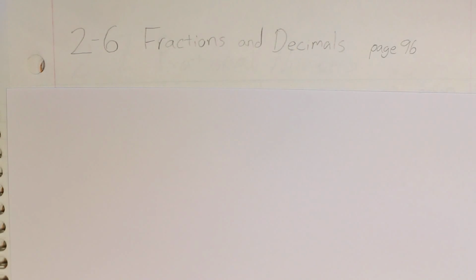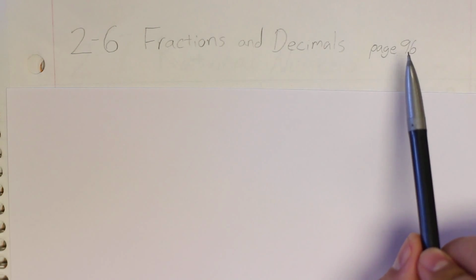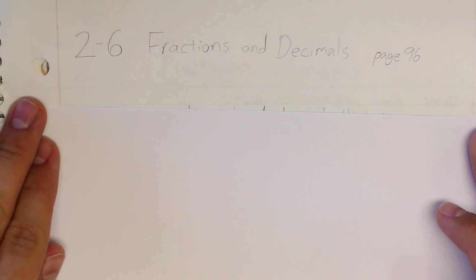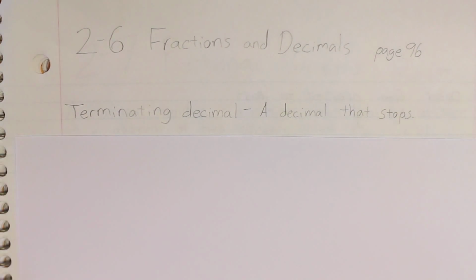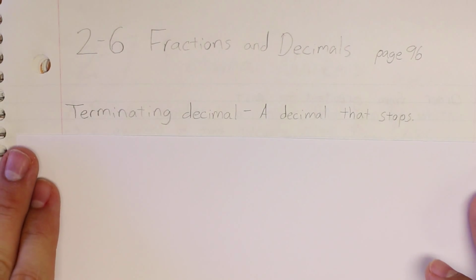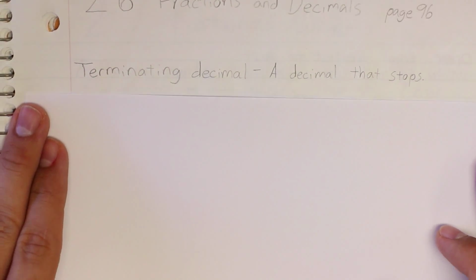Alright, so let's begin. Remember, if you need more help, you can always look at examples starting on page 96. First, you need to copy down this definition. Terminating decimals, a decimal that stops. Remember, you can always pause the video, but I'll keep moving on.